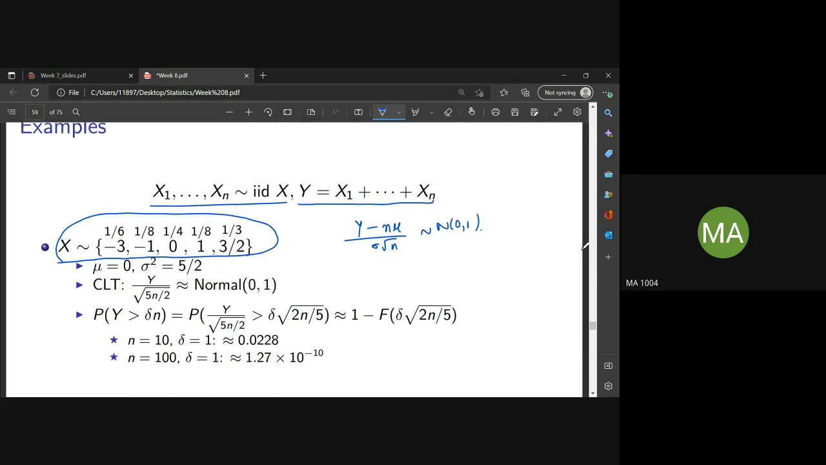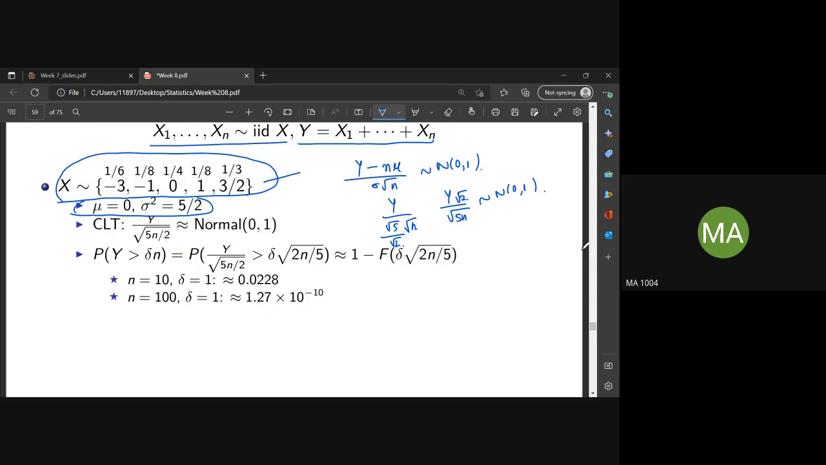Now, what is mu here? Given this distribution, we have seen mu is 0 and variance sigma square is 5/2. So Y divided by sigma, which is root 5/2, and root n. So basically it is Y root 2 divided by root 5n. And we are saying this should be normal 0, 1.